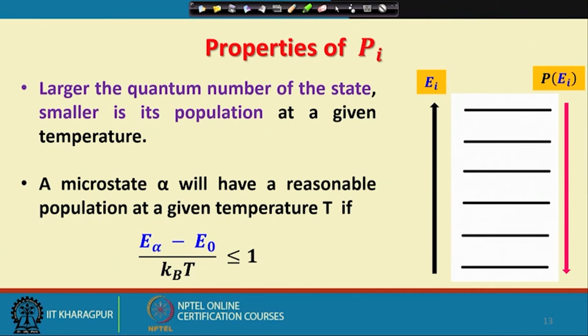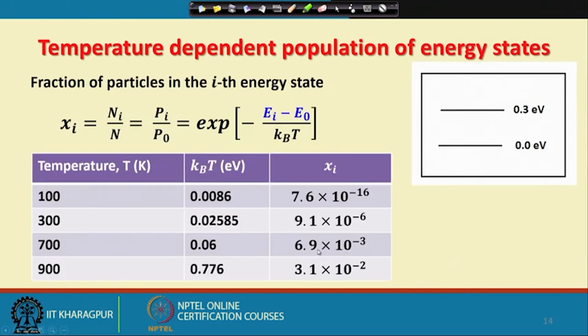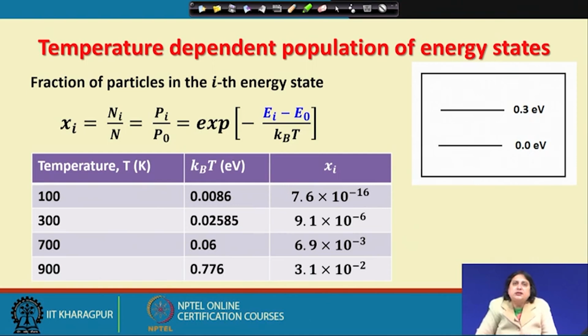Therefore, if you are trying to understand whether a substantial fraction of a very large number of particles in your system will be present in a microstate, some kind of an alpha, all you have to do is look at what this number is. If (E_alpha minus E_0) by kT is much less than or equal to 1, there will be a reasonable fraction of the population present in that microstate alpha. So, that brings us to this very interesting concept of how you alter the population of energy states with temperature.